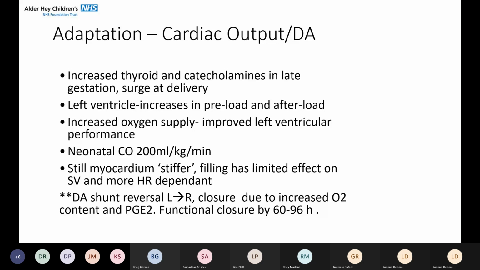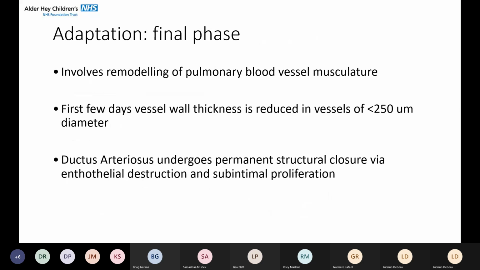Remember that the ductus arteriosus will establish a shunt reversal, bidirectionally and finally left to right. It does have two phases before it closes completely. The first phase is due to increased oxygen content and restriction of prostaglandins, and then a functional closure by 60 to 96 hours, and that happens in most term babies as well. The final adaptation phase involves remodeling of pulmonary blood vessel musculature. In the first few days, the wall thickness does improve, and finally, like I said, the ductus does close due to endothelial destruction and subintimal proliferation.